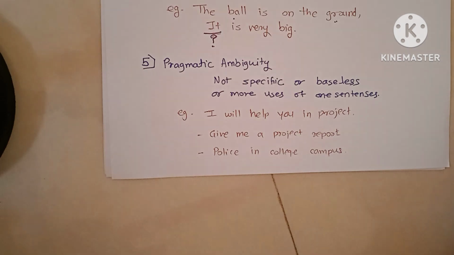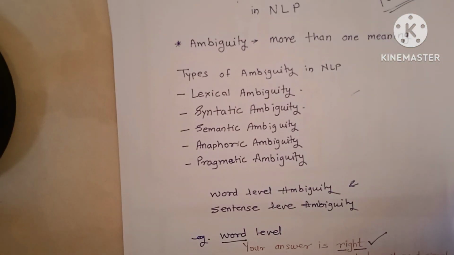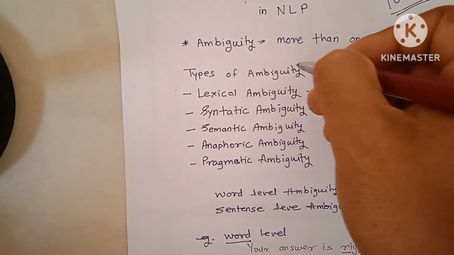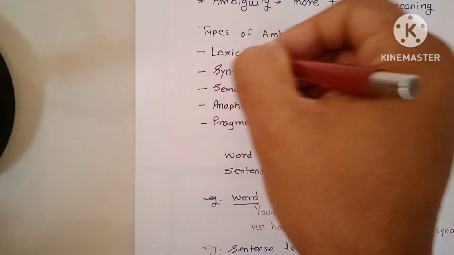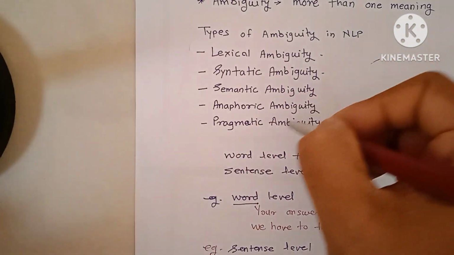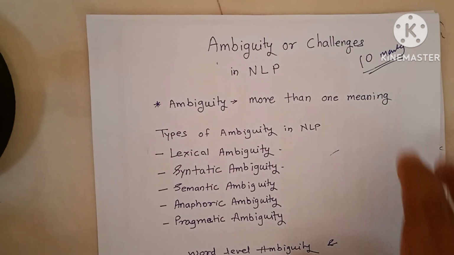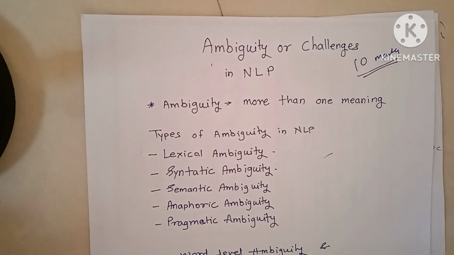So the sentences which are not having specific things, it is called as pragmatic ambiguity. Okay, so these are nothing but the challenges of NLP. I hope you have understood all those things. These are the challenges of NLP, which has different types: lexical ambiguity, syntactic ambiguity, semantic ambiguity, anaphoric ambiguity, and pragmatic ambiguity. I hope you have understood this, and this is very important. It carries 10 marks. So when you are writing in the exam, you have to write with an example, so you will get more marks, and with proper explanation for each and every step, so you will get maximum marks in the exam. Okay, thank you.